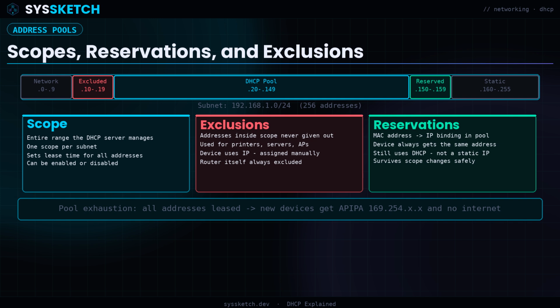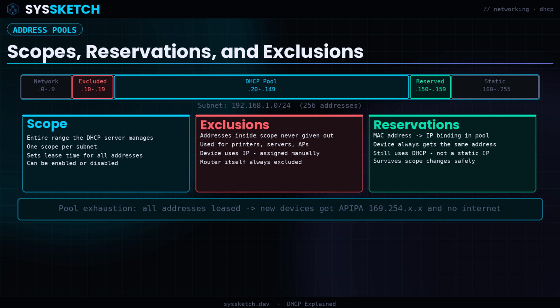Within the pool, the administrator can create reservations, which are permanent bindings between a device's MAC address and a specific IP. A reserved device always gets the same address, but unlike a static IP, it still goes through the full DHCP handshake. This is the right way to give a device a permanent address because the router hands out the gateway and DNS settings at the same time, keeping everything consistent.